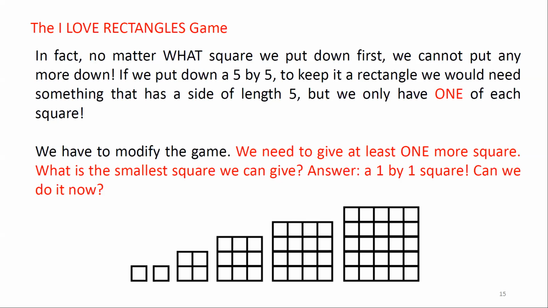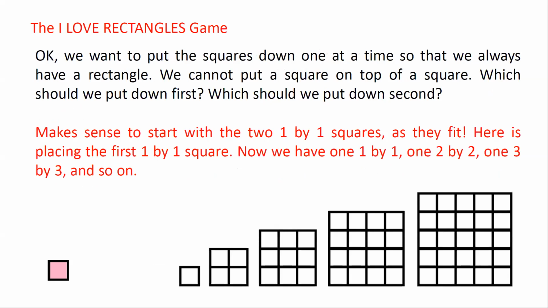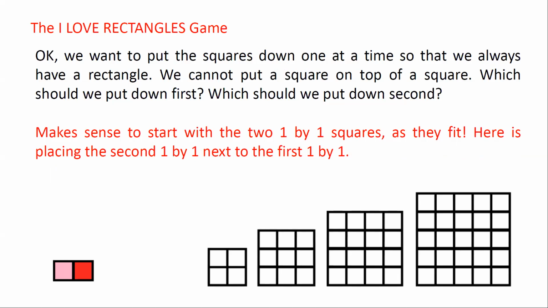So can you do it now? Yes. What would you put down first? I'd put down the 2 by 2. The 2 by 2 square? You can only put down one square at a time. So what square should you put down first? The 1 by 1. Yeah, you put down one of the 1 by 1s. Okay. And now we're left with a 1 by 1, a 2 by 2, a 3 by 3, a 4 by 4, 5 by 5, and so on. Now you put down the other 1 by 1.